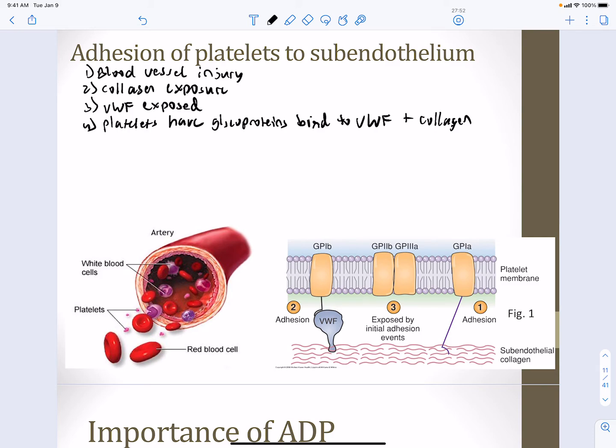So we have, for example, our subendothelial collagen layer shown here. We have our platelet membrane shown here, and you have some glycoproteins. GP stands for glycoprotein. So we have glycoprotein 1A, and glycoprotein 1A is going to bind collagen. This is going to cause a change in the shape of the platelet, and it's going to get some long pseudopods that form.